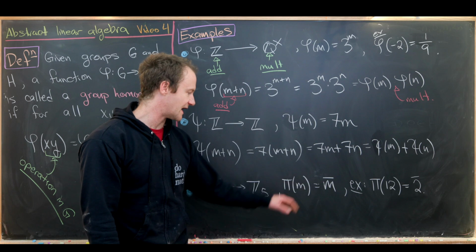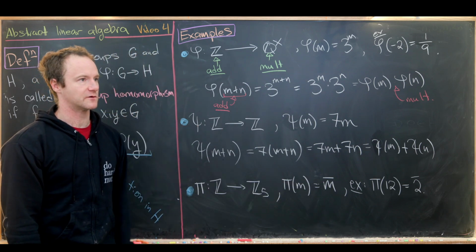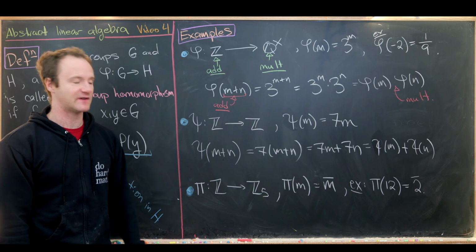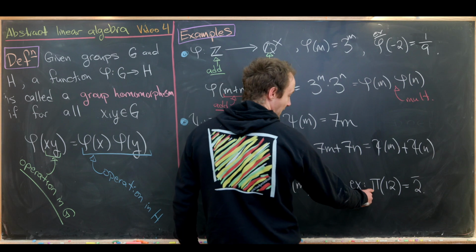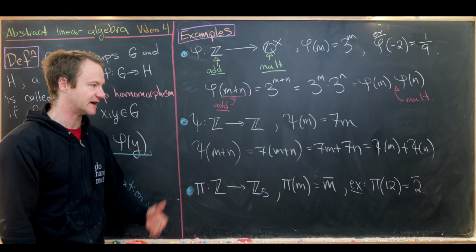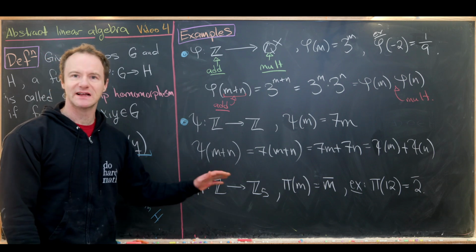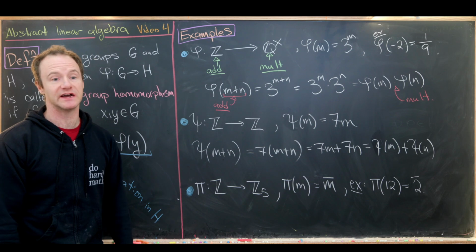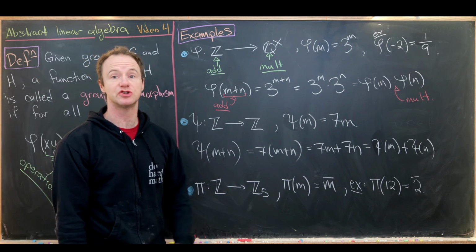And here we have pi of m is equal to m bar. When we put that bar over it, that means that we really just divide by 5 and keep the remainder. So for example, pi of 12 is 2 bar, because if we divide 12 by 5, we get a remainder of 2. Like I said, I won't check this one, but I'll let you check it. Before we prove some standard results about homomorphisms, I want to look at two more examples.